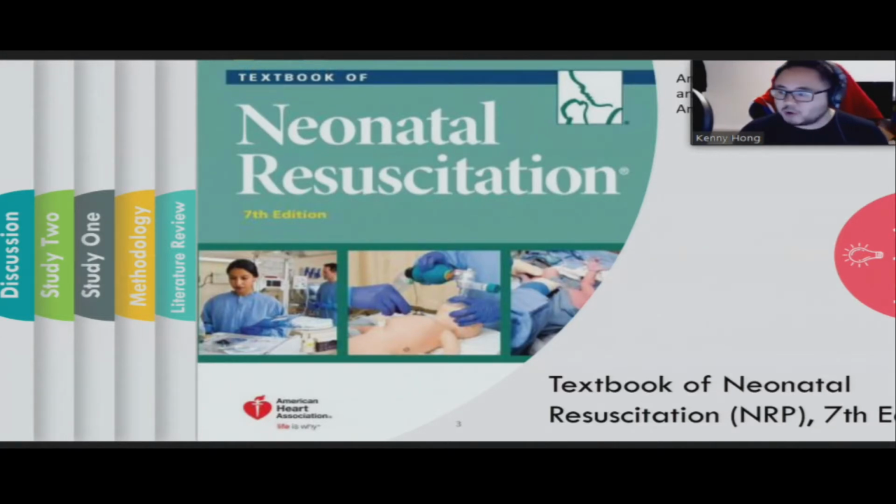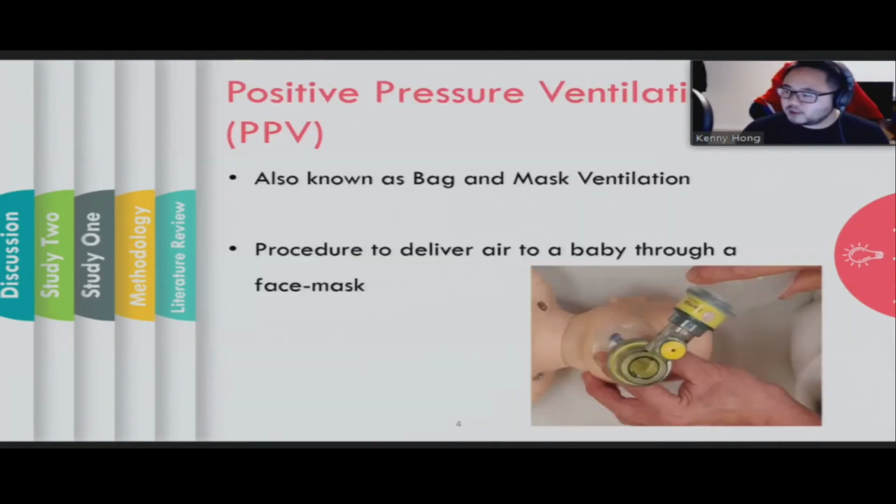Here's an example of the textbook used in this training. Specifically within neonatal resuscitation, we'll be looking at positive pressure ventilation, which is also known as bag and mask ventilation. This procedure is meant to deliver air to a baby through a face mask.